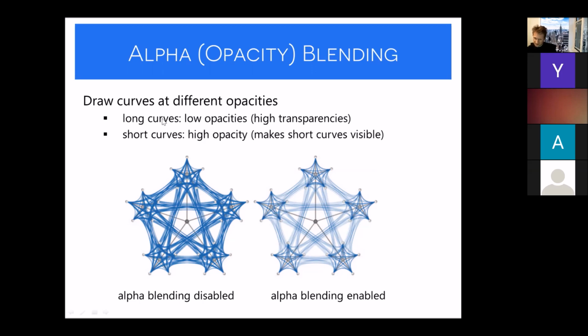So this is just a simple trick: just measure the length of the lines, map the long curves to low opacity, draw them with low opacity, and draw the short curves with high opacity. And that's it, right? That's all it does.